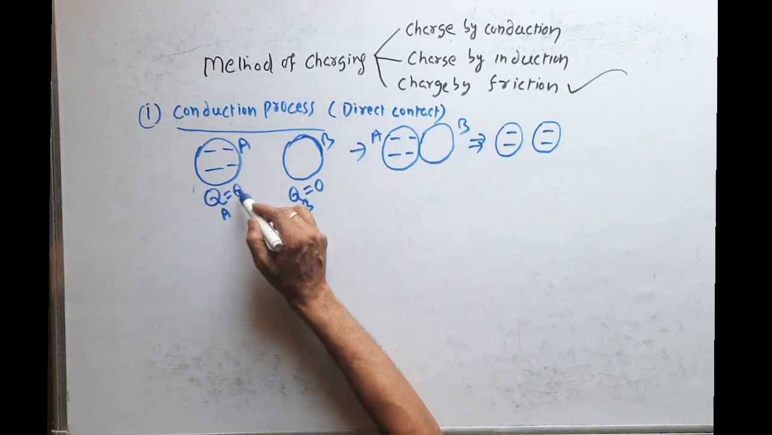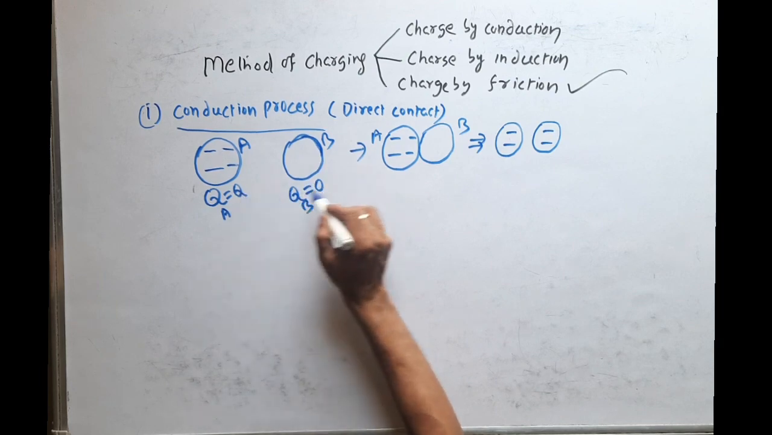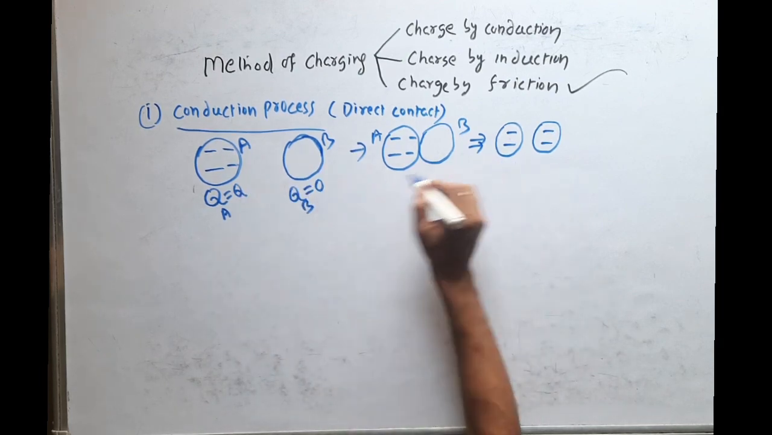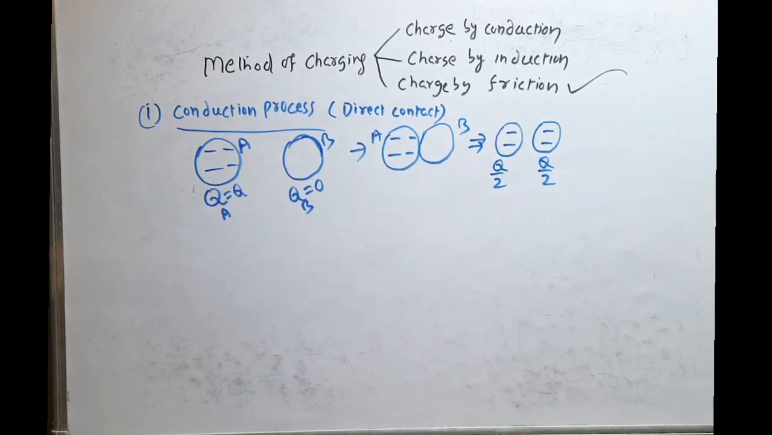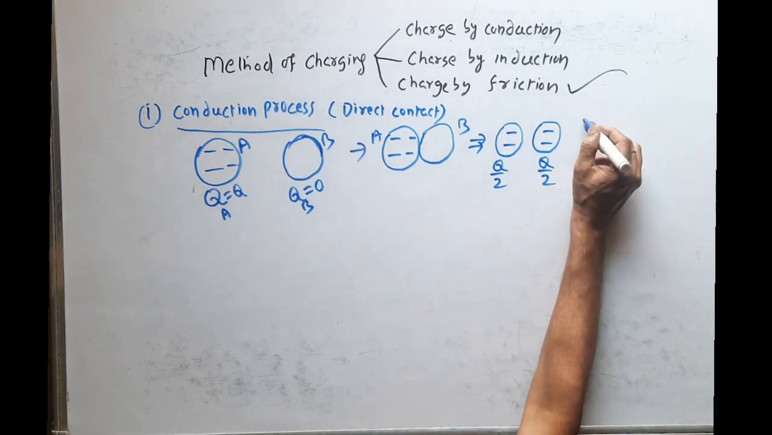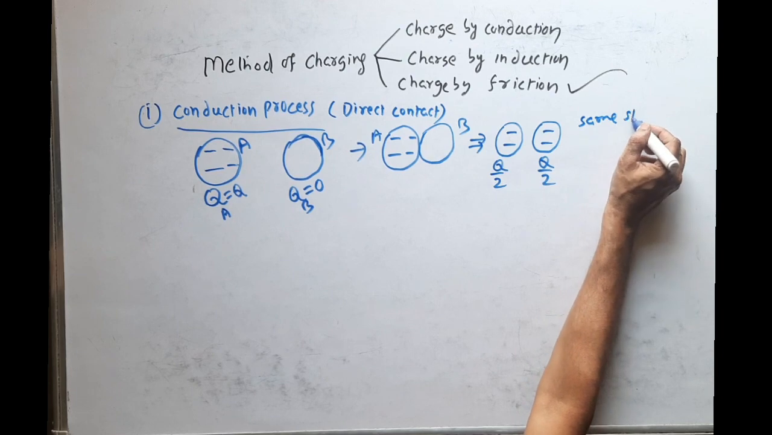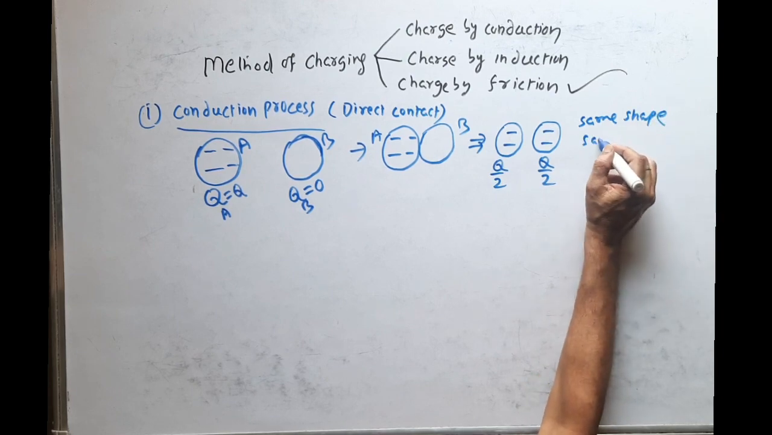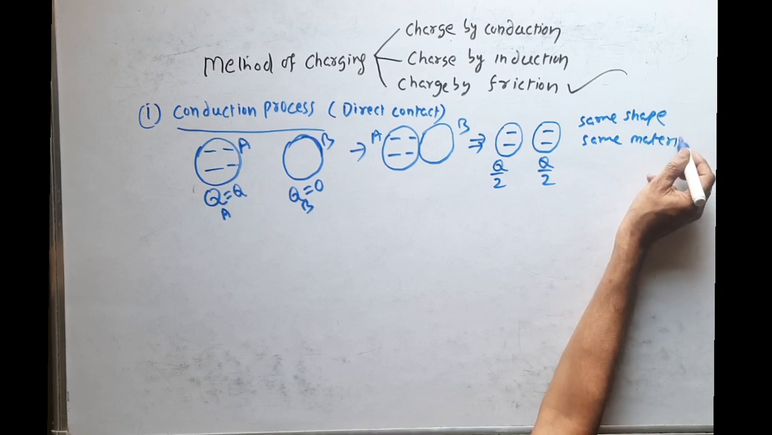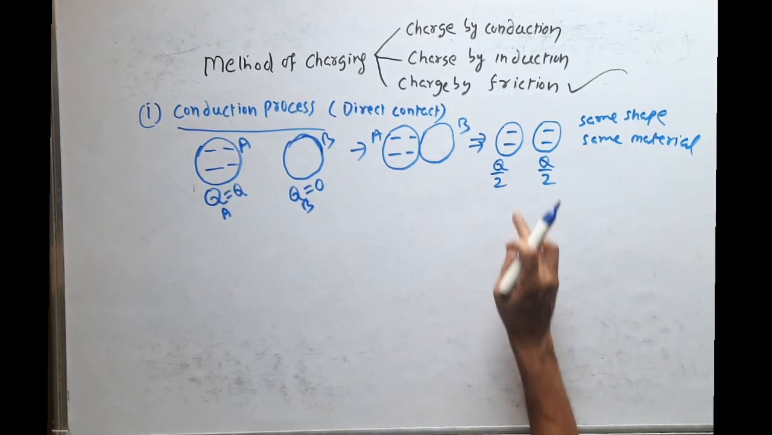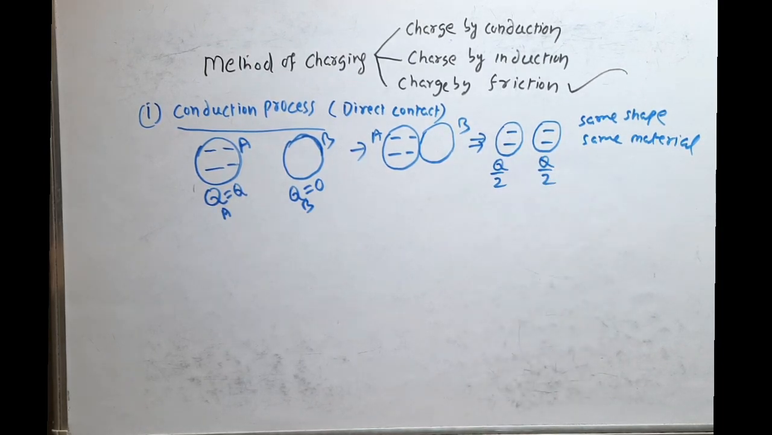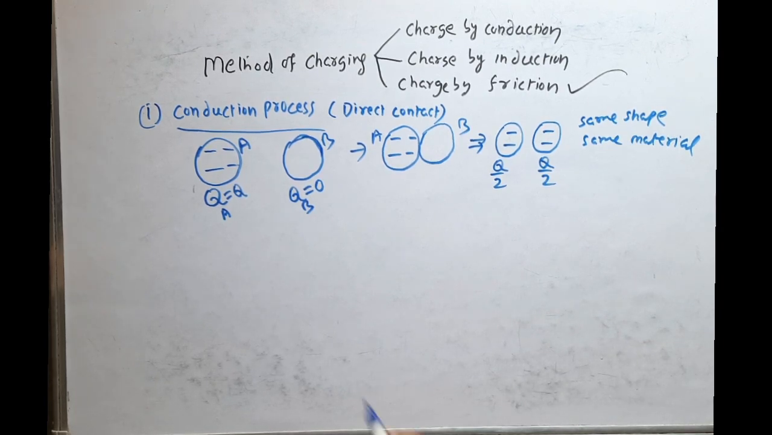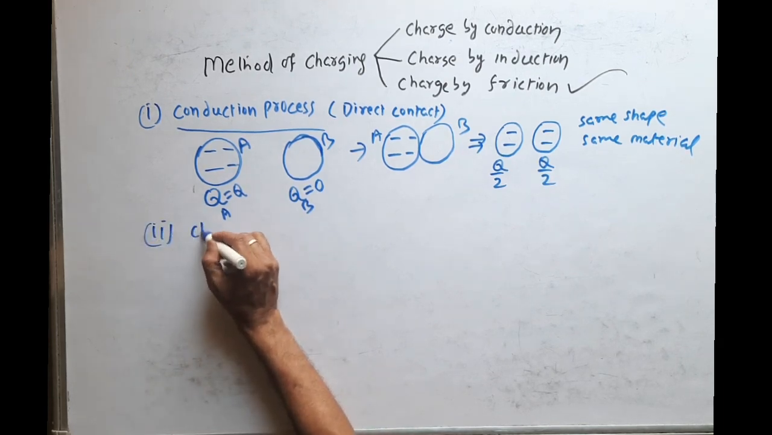What was the initial charge? Q. And here, 0. So the total charge is Q plus 0, which is equal to Q, and it will be divided equally. Under what condition will the charge be divided equally? If there is the same shape and same material, then the charge will be divided equally. But if there is a different shape or different material, the charge will be divided proportionally. So this is called charging by conduction, also called direct charging. Okay. Second one is charging by induction.